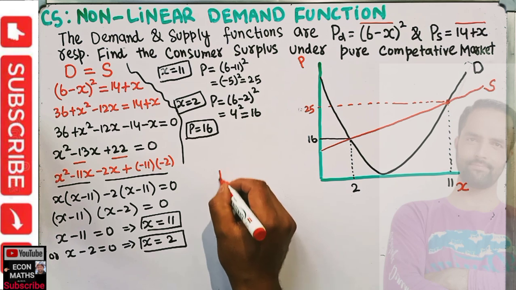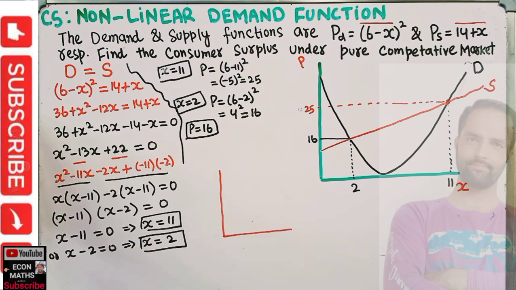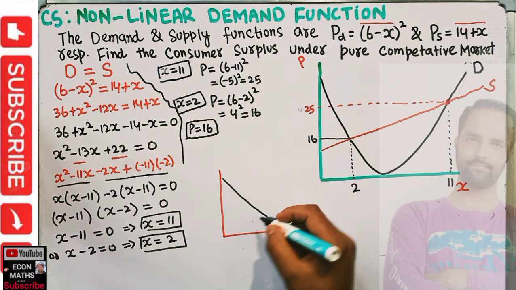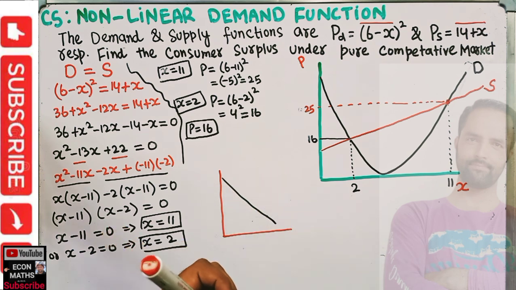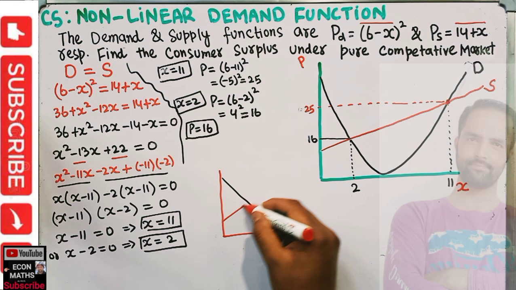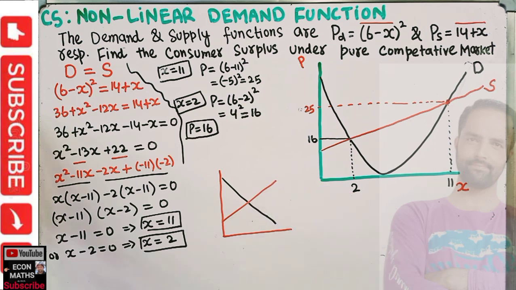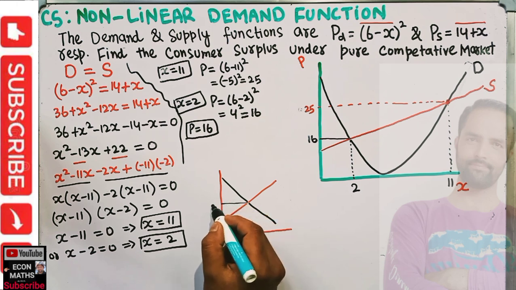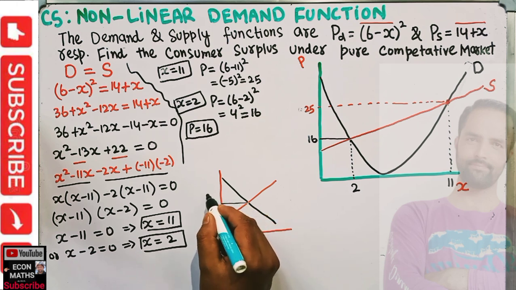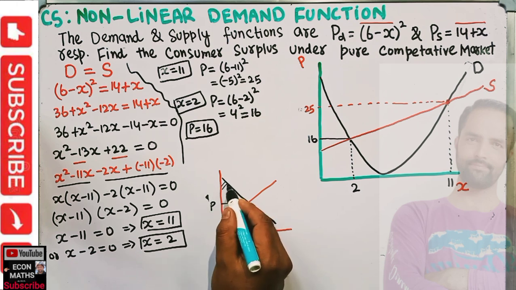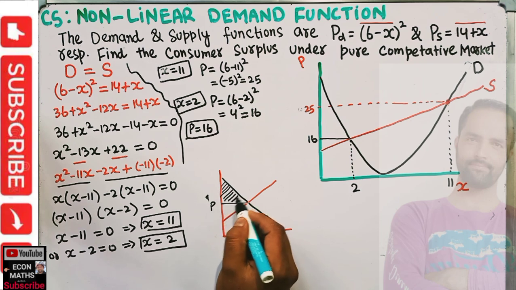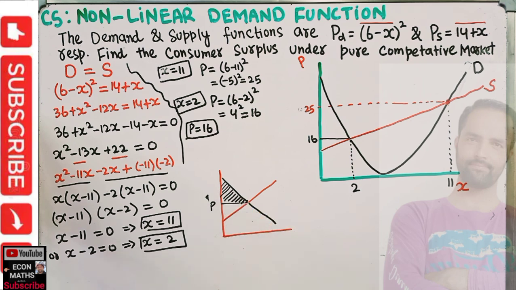Let me draw it here first. I have told you consumer surplus. Let's take again this linear demand and supply function. I have told you consumer surplus is the area which is above the equilibrium price. So if this is the equilibrium price and below the demand curve, this denotes our consumer surplus.